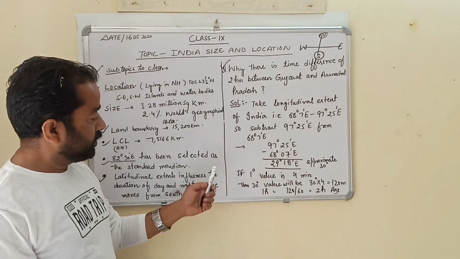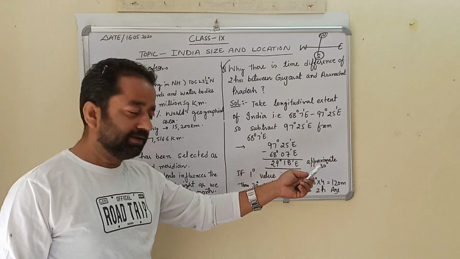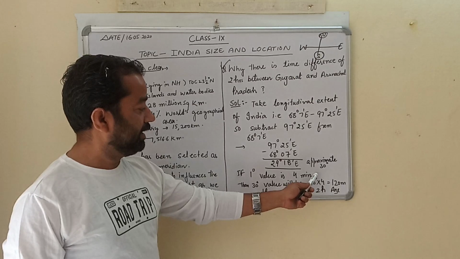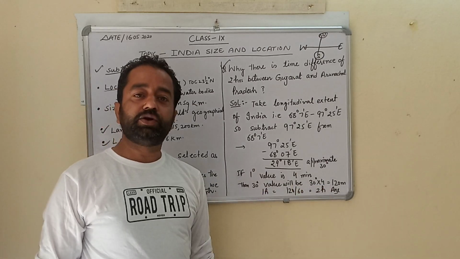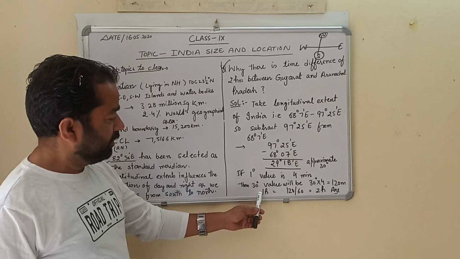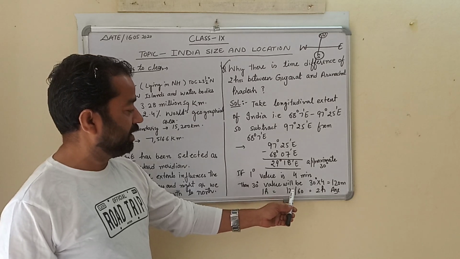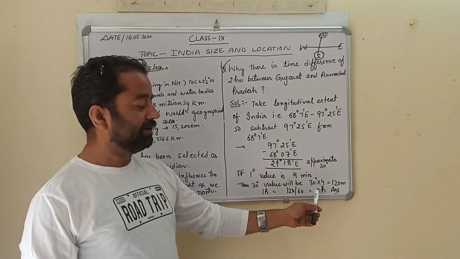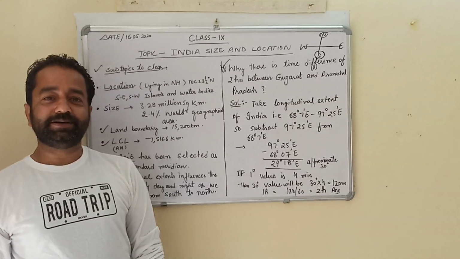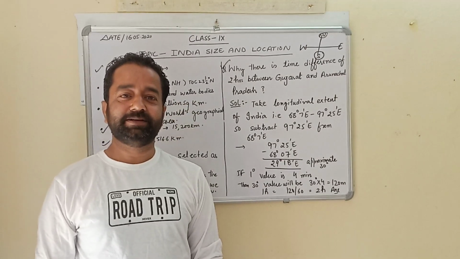Clear? 1 degree value is 4 minutes. Then 30 degree multiplied by 4 gives 120 minutes. You can also convert it into hours: 120 minutes divided by 60 gives 2 hours approximately. So this is the end of the first part of this chapter which has been discussed with you.